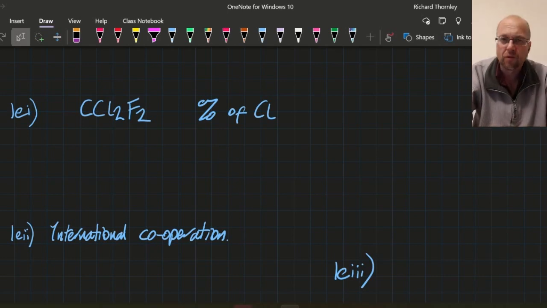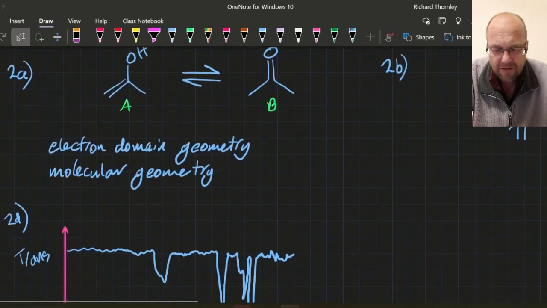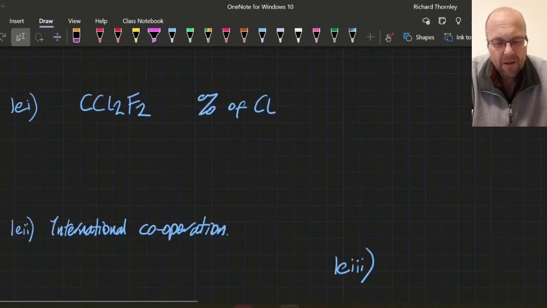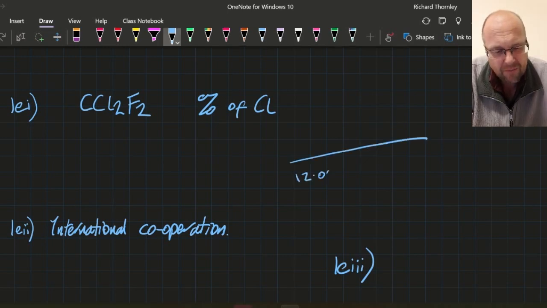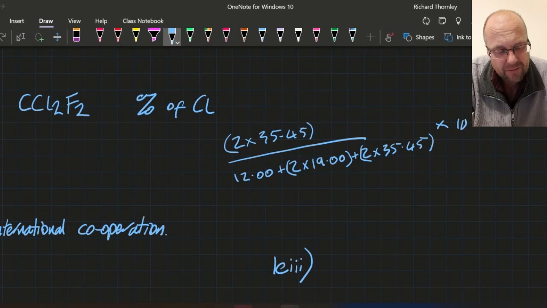calculate the percentage by mass of chlorine in that. This was the easiest question on the SL one. Didn't have much to say about the HL. Did I have any comments here? Okay, so I need to work out the molar mass. It's 12.00 plus a couple of fluorines, and a couple of chlorines. That's the molar mass of the compound. And the chlorines, well, there's 2 of those, isn't there? So I'm going to put that at the top. And it wants percent, so I'm going to multiply that by 100.